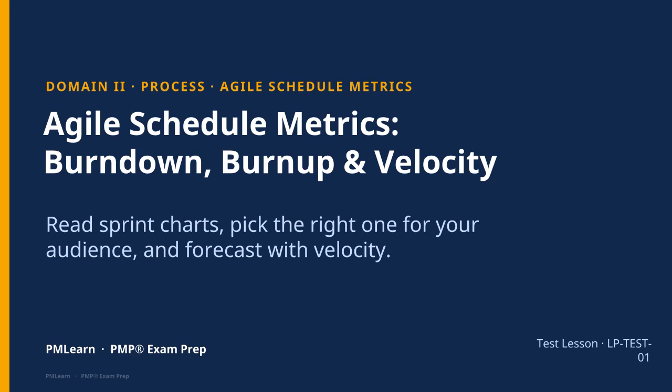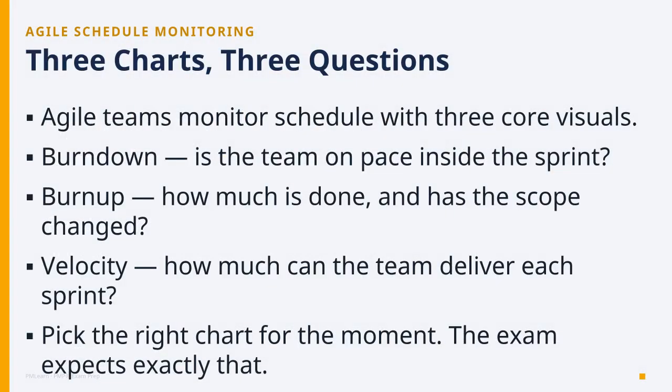Let's get into it. Before we look at any chart, let's frame the whole topic. Three visuals, three different jobs. The Burndown asks, are we on pace inside this sprint? The Burnup asks, how much is done, and did the scope move? And Velocity asks, how much can this team realistically deliver per sprint? This is critical. Questions rarely ask, what is a Burndown chart? They hand you a situation and you choose the right tool. Keep that lens on as we go.